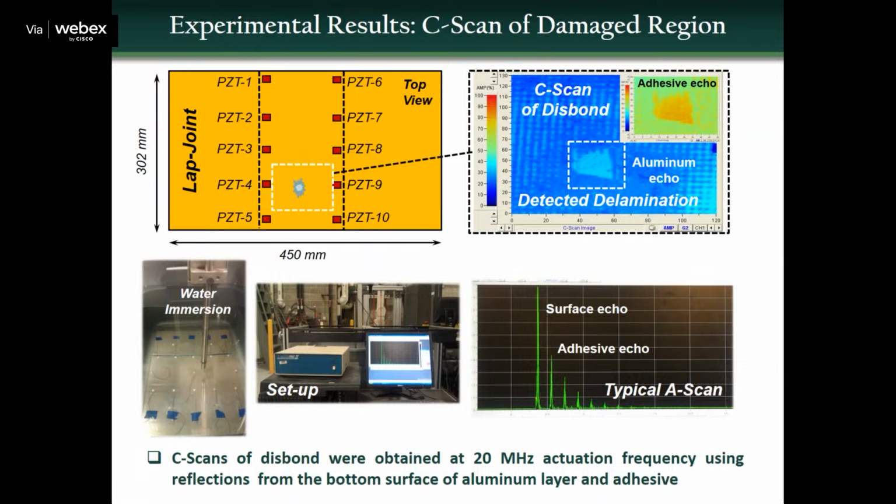Now this is actual experimental testing and validation, where we have a C-scan of the damaged region, or the C-scan of this bond here. We have multiple sensors to form a sensor network. We also do, as I said, the C-scan of the damaged region using water immersion ultrasound. So the data here is not coming from the PZT sensor network, but you are getting more like ground truth information from the water immersion scan.